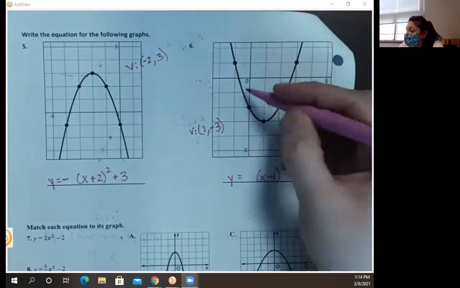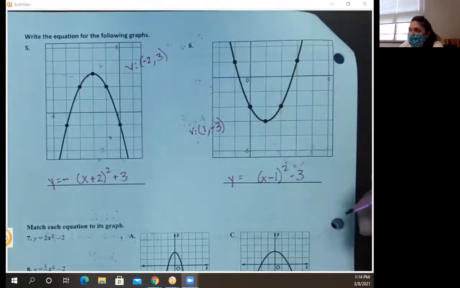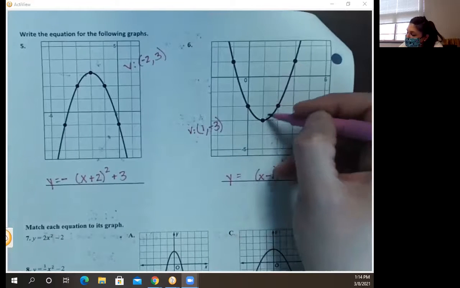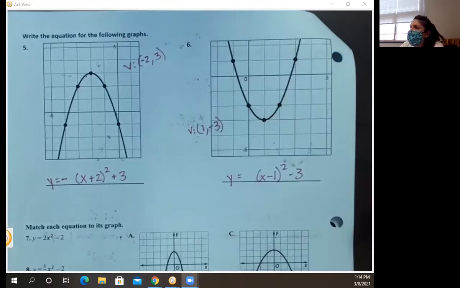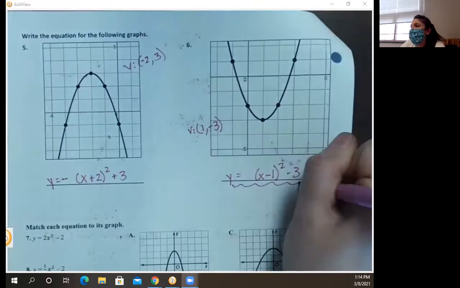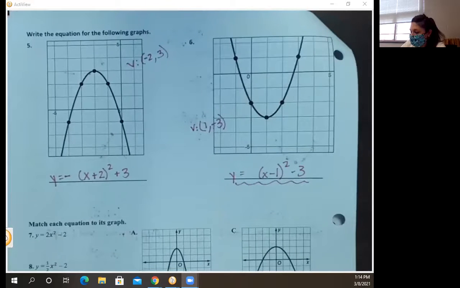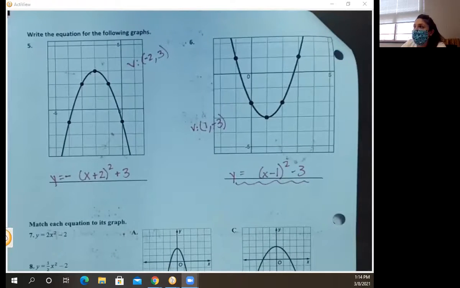I'm opening up like a U, so I haven't flipped this. And to get from the vertex to the next nice point, I go up 1 and out 1. So I also haven't stretched or compressed it. So this is my function that describes this parabola. Questions on number 6?